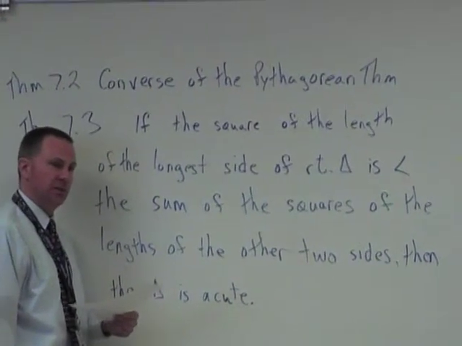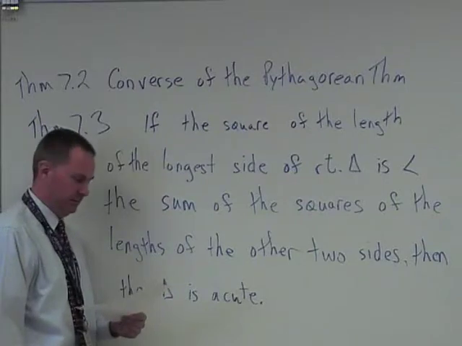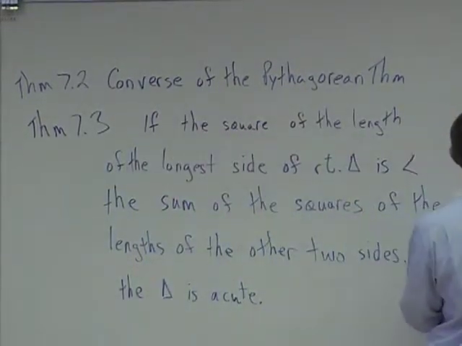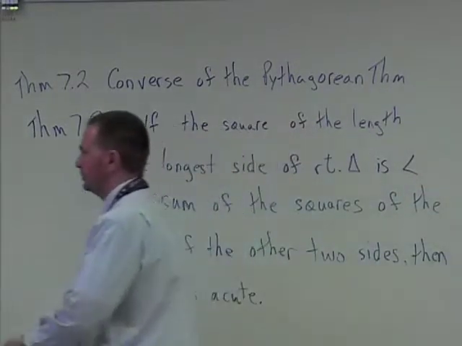What do you think it is if it's obtuse? Greater than. Okay. So basically, this is what I wrote these down. So c squared, if the longest side, c, is less than the sum of the squares of the other sides, then it's acute. That's what that's saying.